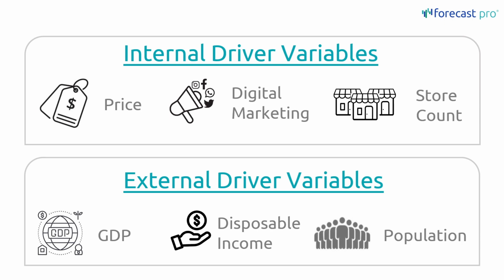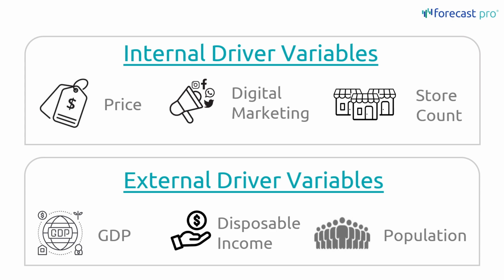Other internal variables would be things like digital marketing campaigns. If you run a big digital marketing campaign for some of your products, you would expect sales to increase. And so knowing the timing and the size of those campaigns would be important to incorporate in the model. Another would be store count. If you are selling in a retail environment and your business is growing and you're opening more and more stores around the world, well, this would obviously impact the driving demand of your business. And so you want to be able to monitor something like that.